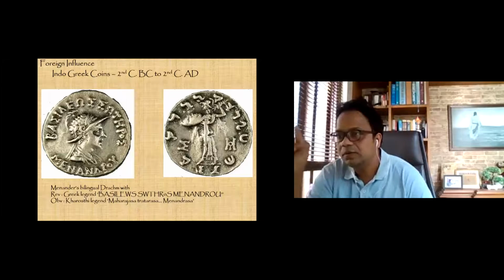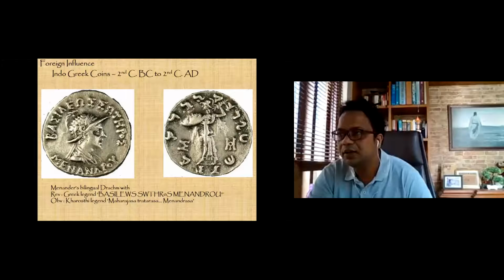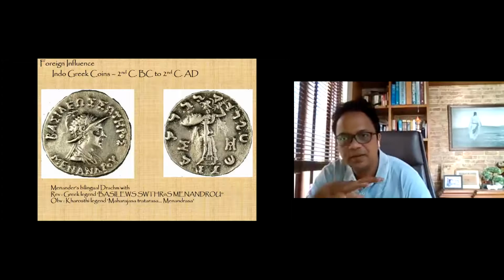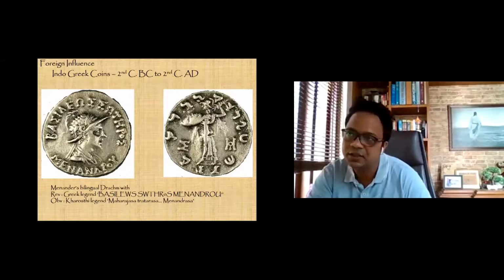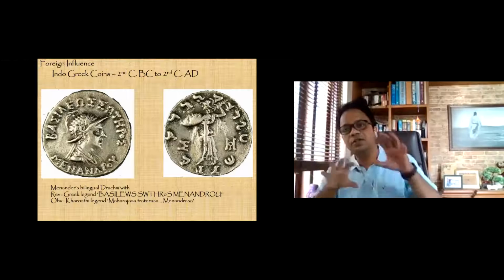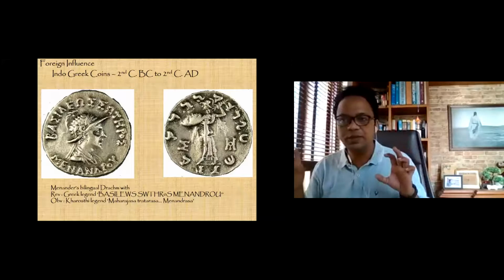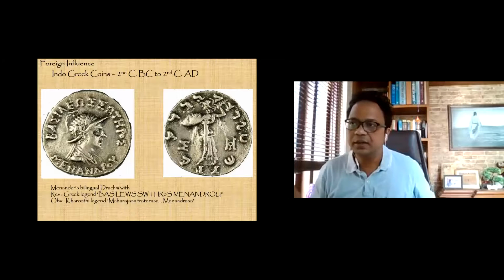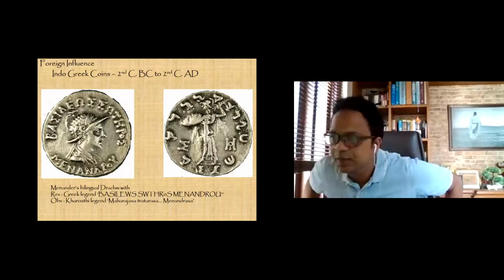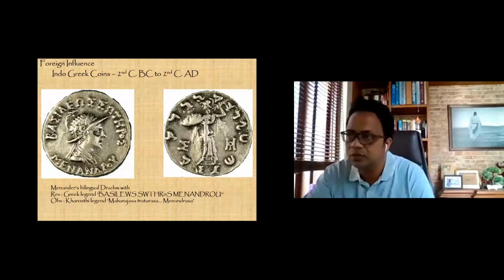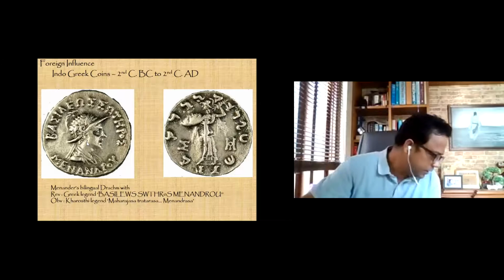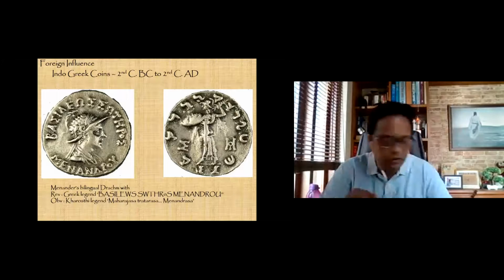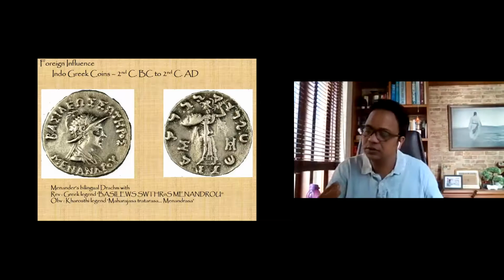Now, this coin again comes. So once Alexander goes back, right? He comes here, he gets tired or whatever reasons that he has, he goes back, but he leaves certain kings from his area into various places in India. And one of the kings that he leaves behind is called Meandrus. So this is that king, right? And if you could see, this is the coin of that king.